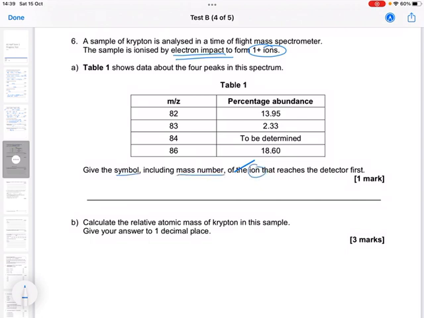So it's going to have a 1+ charge that reaches the detector first. So that's going to be the one with the lowest mass, or the lowest m/z, which is going to be this one. So the mass number 82, krypton, and it has a 1+ charge.